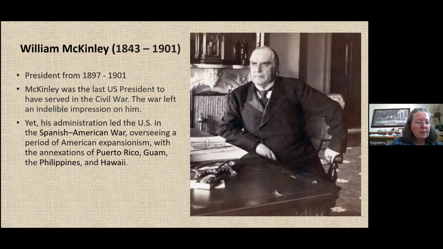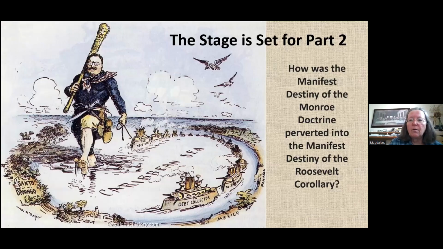So how did this happen? And that's what we're going to talk about in my second presentation. So the stage is set for part 2. And here you can see a cartoon of Roosevelt with his big stick. And we're going to discuss how the manifest destiny of the Monroe Doctrine was perverted into the manifest destiny of the Roosevelt Corollary. Thank you very much.